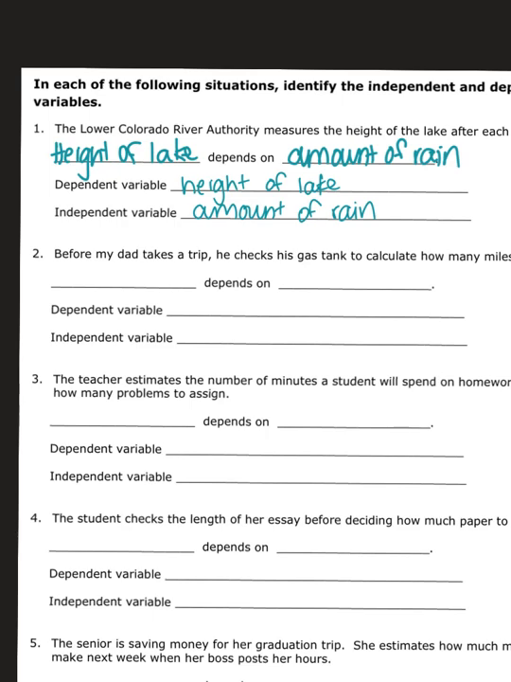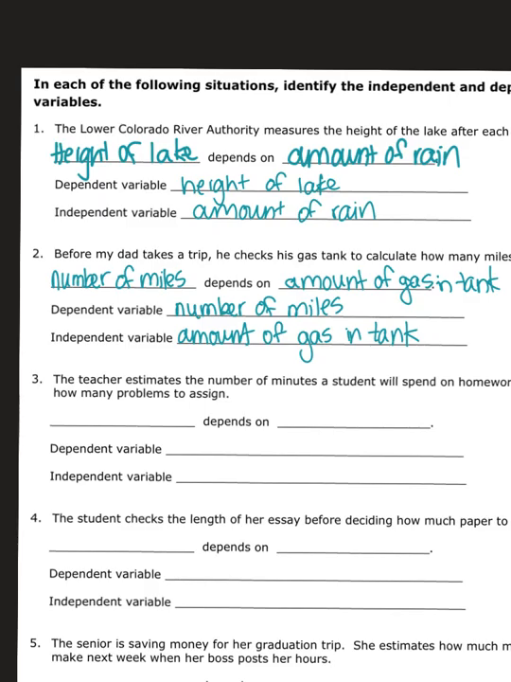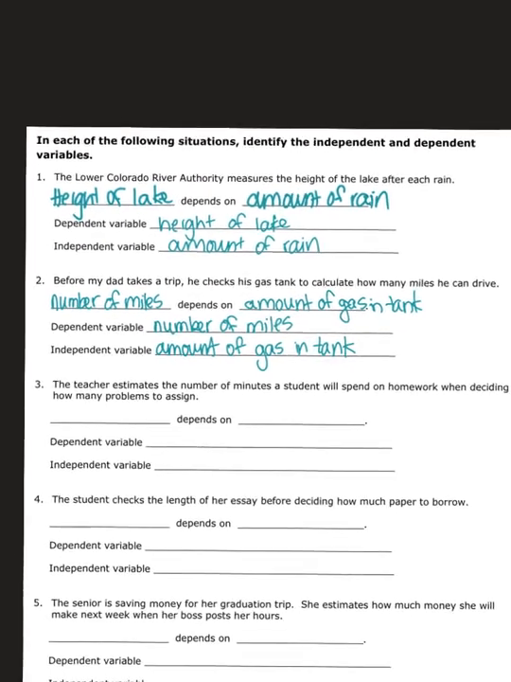Okay, before my dad takes a trip, he checks his gas tank to calculate how many miles he can drive. So he needs to know, does he have enough gas to be able to drive? So the number of miles depends on how much gas he has. So what's depending on what? The number of miles is depending on something. So that's why the number of miles is the dependent variable and the amount of gas in the tank is the independent variable.